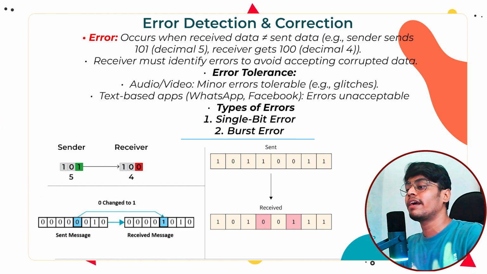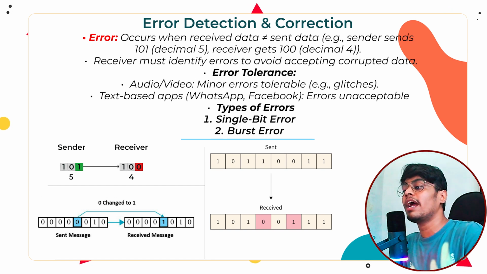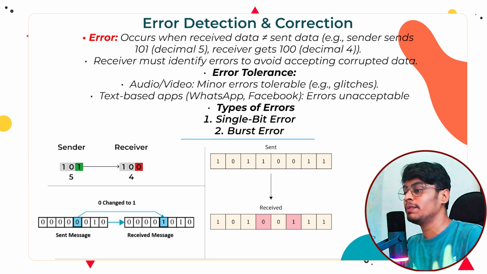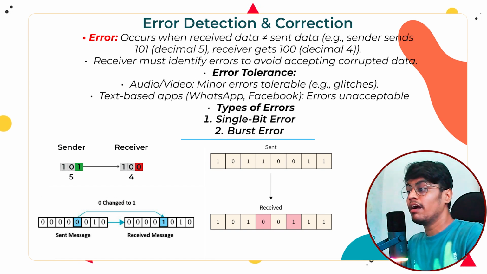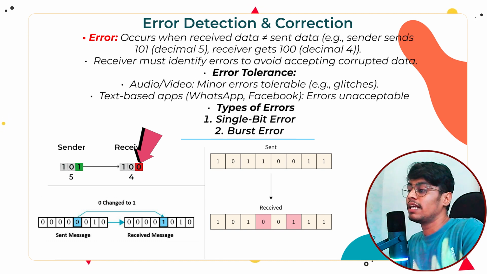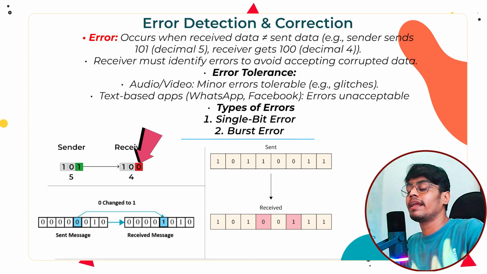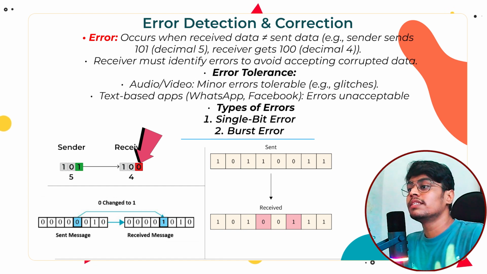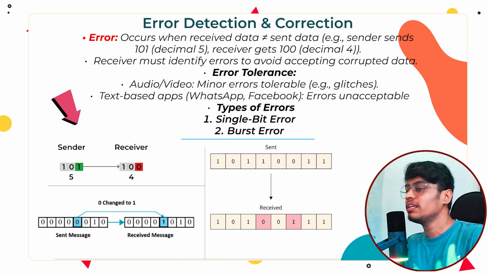Then comes error correction. Error correction is an advanced step of error detection. It means I know that there is some kind of error, and I also want to find out in which bit there is an error. So this bit is in an error state, so we can correct that bit. This is the basic fundamental of error detection and correction.